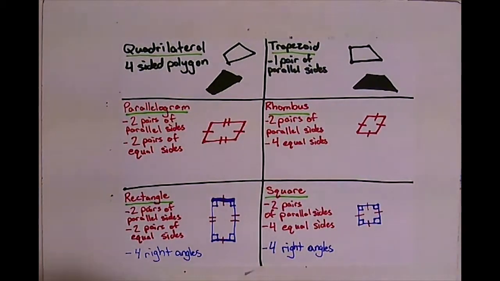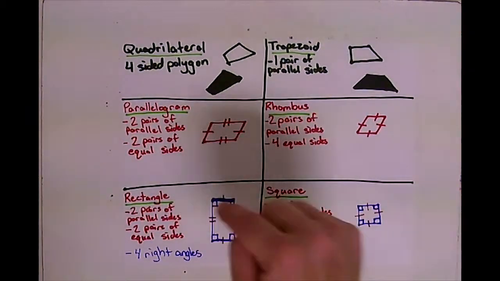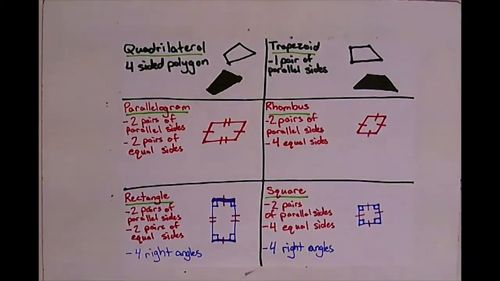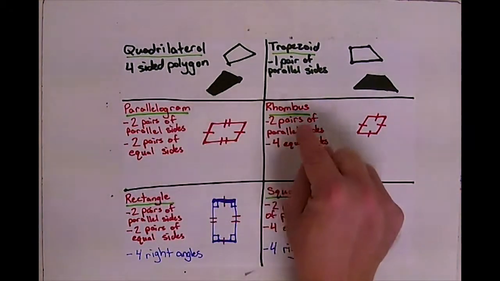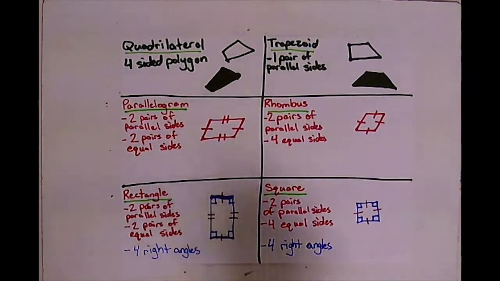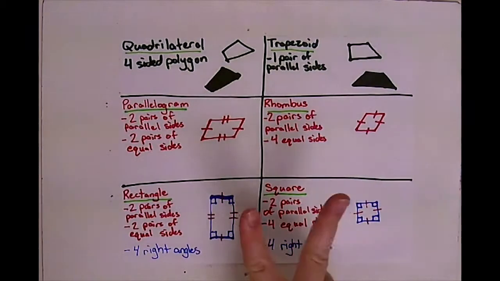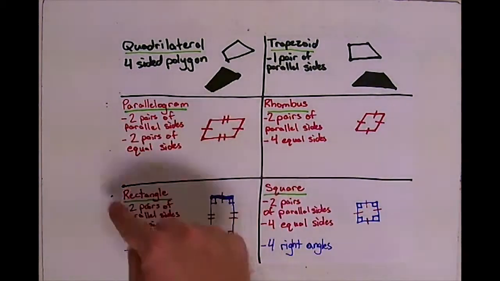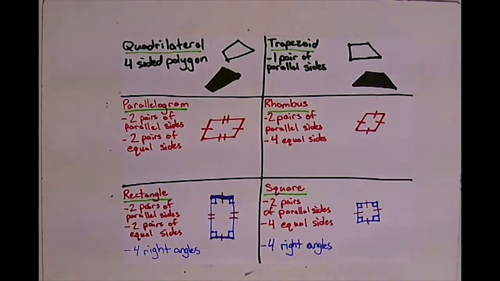into each other. Now, a parallelogram, a rhombus, a rectangle, a square all have something in common, and that is that they all have two pairs of parallel sides. So, a trapezoid is the only one with one pair, and then a parallelogram, rhombus, rectangle, and square all have two pairs of parallel sides. So that's why they're all in red, to let you know that they share that in common.